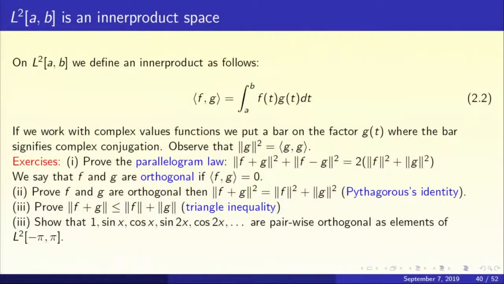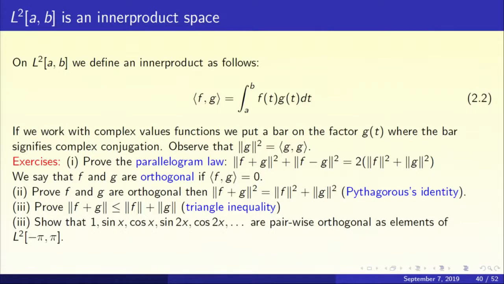Now, here are some easy exercises for you. First, prove the parallelogram law. Norm of f plus g squared plus norm of f minus g squared is twice norm f squared plus twice norm g squared. Why is this called a parallelogram law?